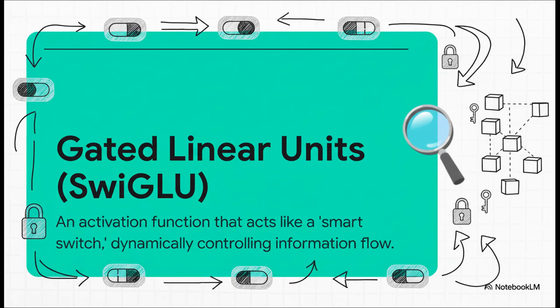See, older models use something simple like ReLU, which is kind of like a dumb on-off switch. But the field moved to these things called gated linear units, with the most popular one being SwiGLU. And you can really think of it like a smart, data-driven dimmer switch. It actually learns when to let a lot of information through and when to dial it back. It's a much more nuanced way of controlling information flow, and boy, has it proven to be effective.